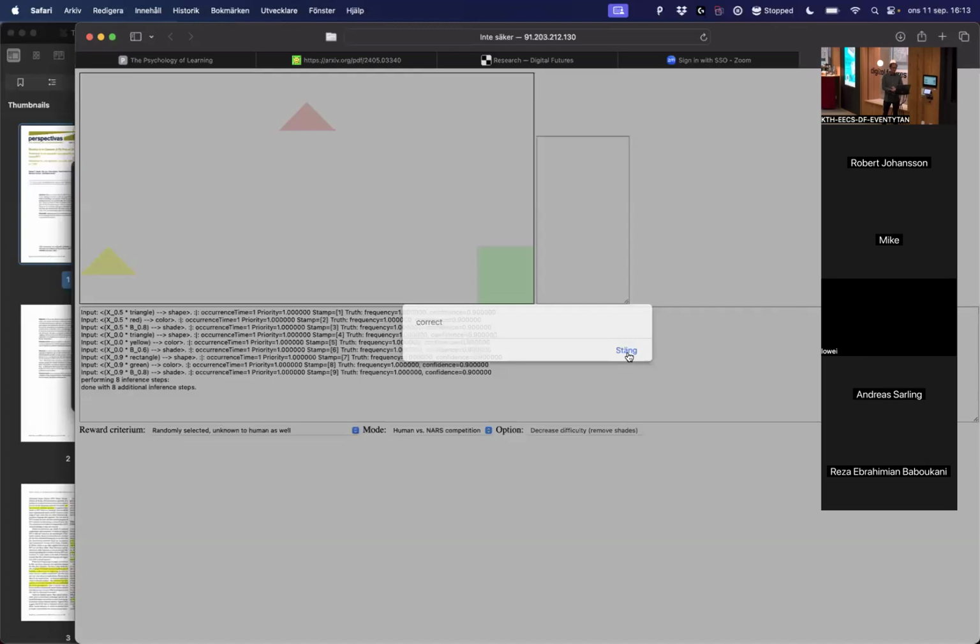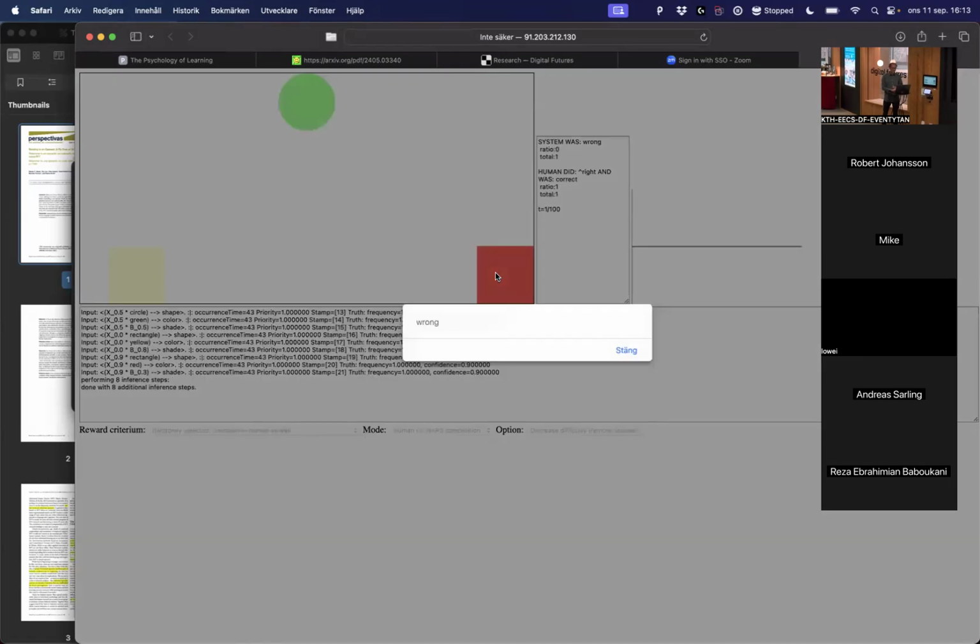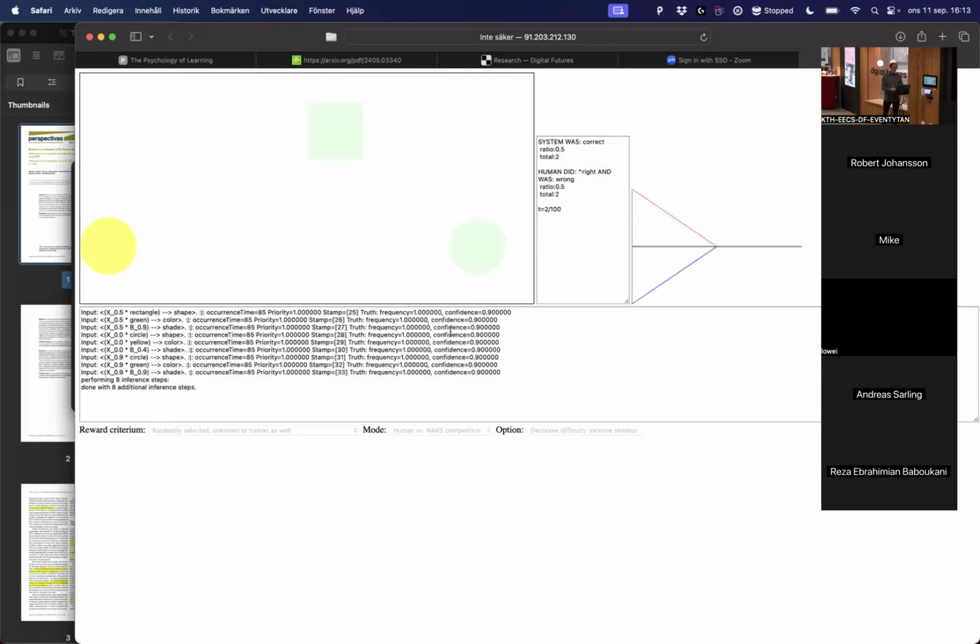Why was it? Was it because it was a rectangle? Okay, here's a rectangle. Oh, wrong. It's not because it was a rectangle. So I can now guess what is the criteria according to which I need to select either the left or the right thing. This criteria is not easy to find.